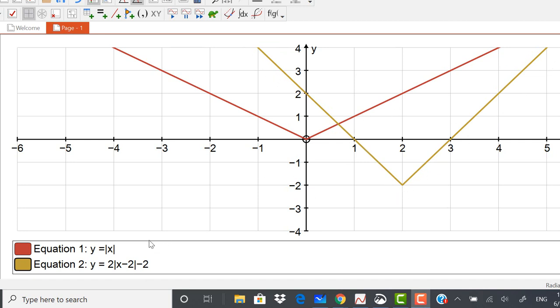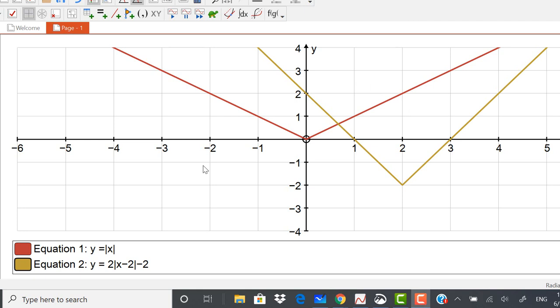The -2 on the inside of the absolute value will bring it over 2 units, or however many units. If it were +2, we would go in the other direction. We'd go over 2 units here. And the -2 brings it up and down. Okay, the -2 will bring it down 2. If it was +2, it'd bring it up 2. So those are our absolute value transformations.